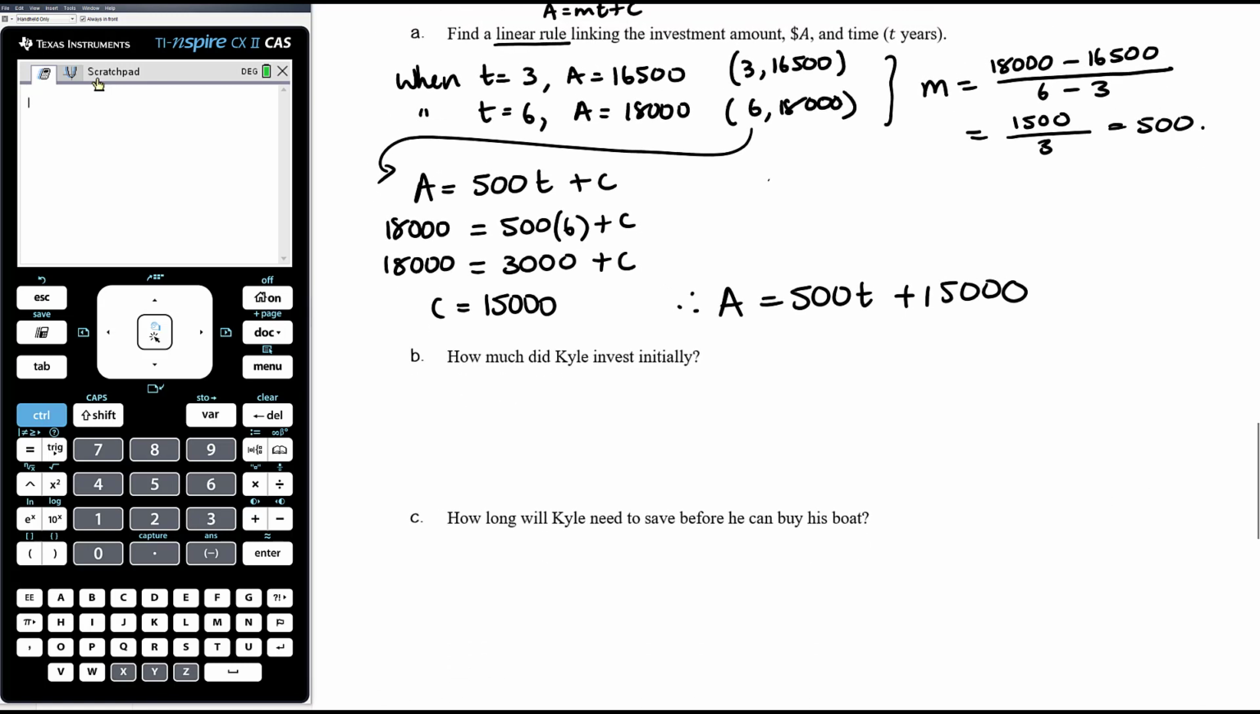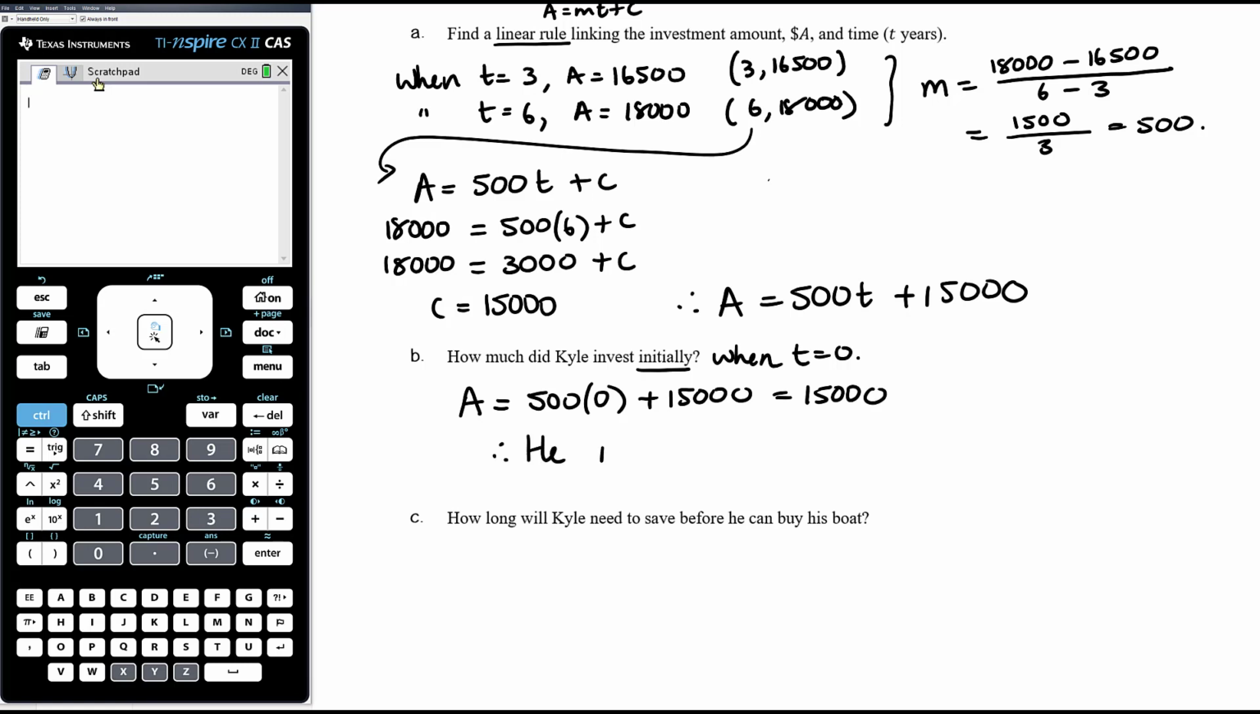How much did Kyle invest initially? Okay, so initially is when t equals 0, after 0 years. So the amount is 500 times 0 plus 15,000, so when t equals 0, I'll just write that as A equals 15,000 and then answer the question. So therefore he invested $15,000.